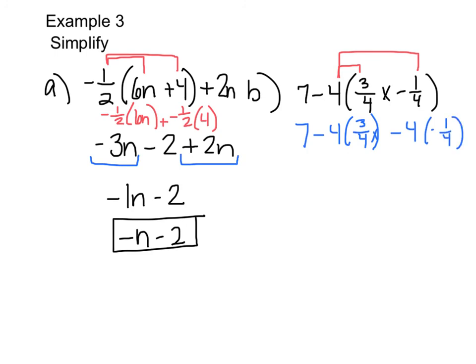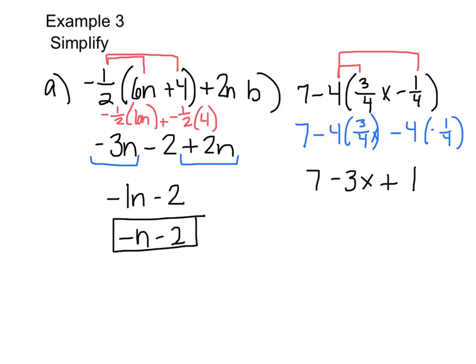So now that's going to give us 7. What's negative 4 times 3/4 x? It's just going to give us negative 3x. Here's the mistake people make. Students make this mistake all the time. If you're distributing a negative, which we are here, we have to take a negative times a negative, which gives us a positive. Don't ever forget that you have to distribute the negative 4, not just 4. So negative 4 times negative 1/4 gives us positive 1.